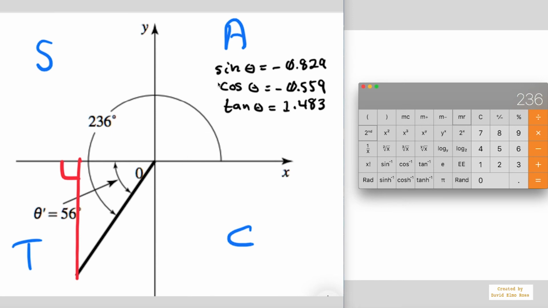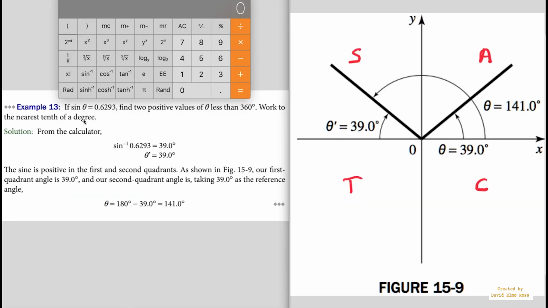So we have to eliminate which of these quadrants it's not in to find the quadrant that it's in, and then work back from there as to what the actual angle is. Let's take a look at example 13 out of the book. It says if sine theta is 0.6293, find two positive values of theta less than 360 degrees.